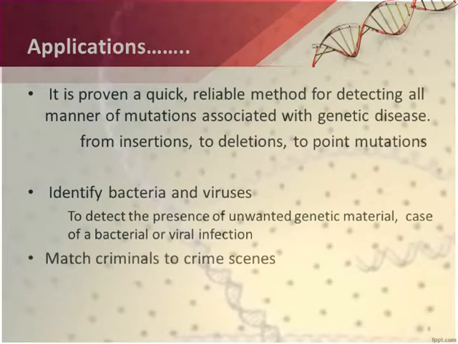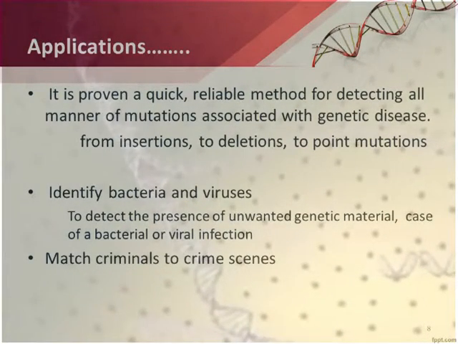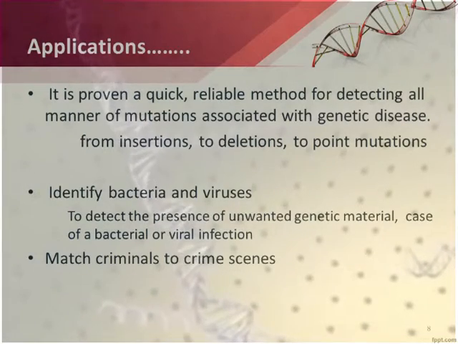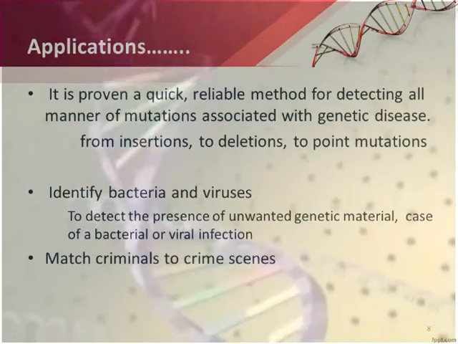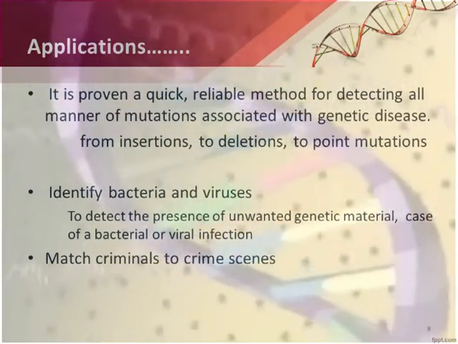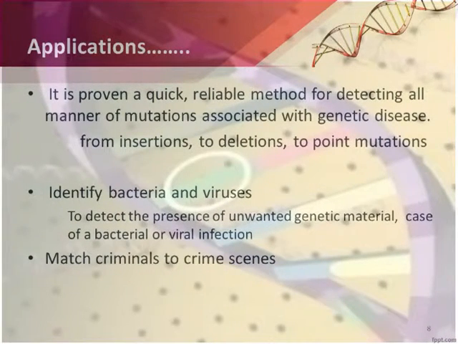Applications of PCR. It is a reliable method for detecting all manner of mutations associated with genetic disease. Duchenne muscular dystrophy is an example of a genetic disease whose detection has been greatly simplified by the use of PCR. Identify bacteria and viruses. The diagnosis of AIDS. PCR can be used to detect a small percentage of cells infected by the human immunodeficiency virus.